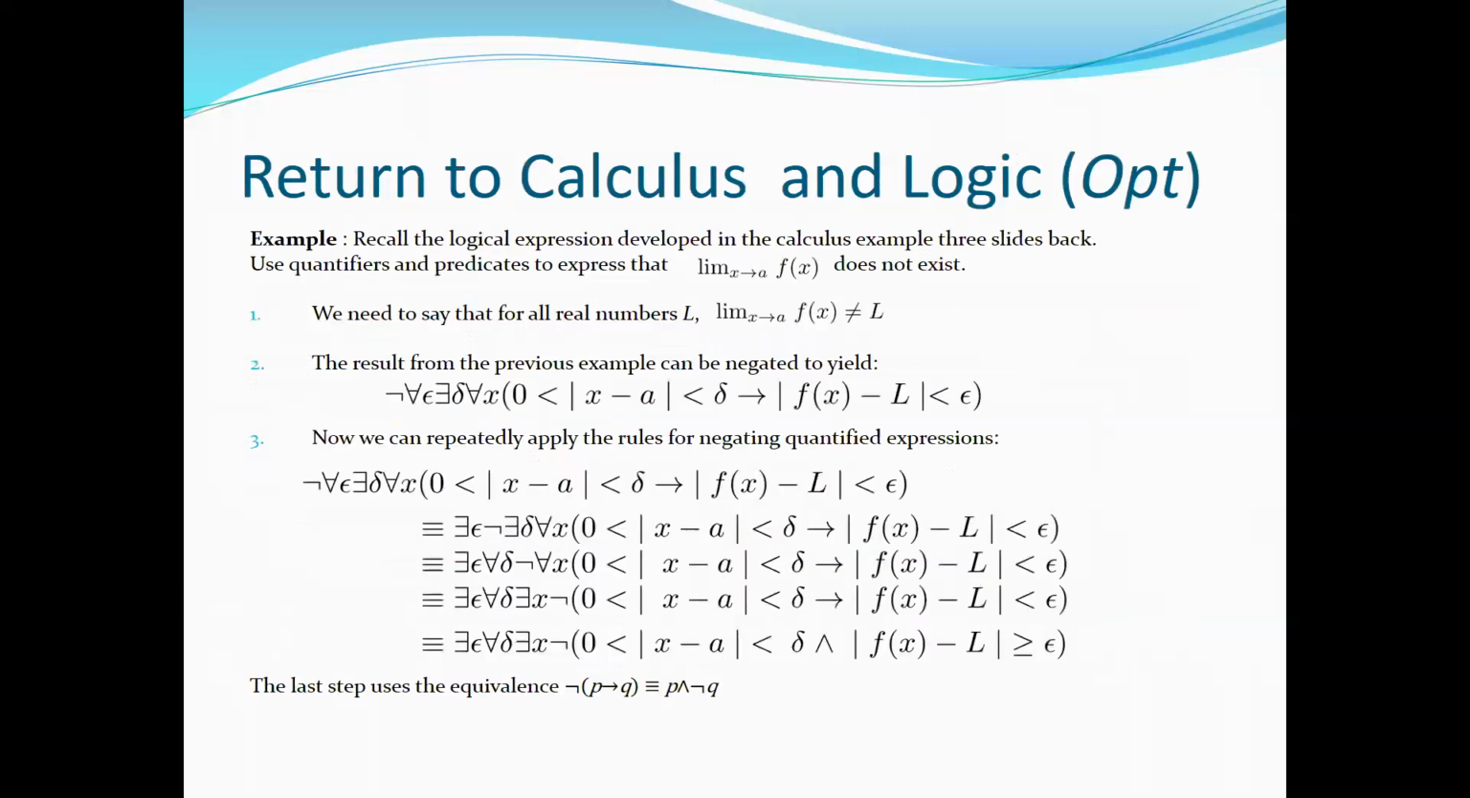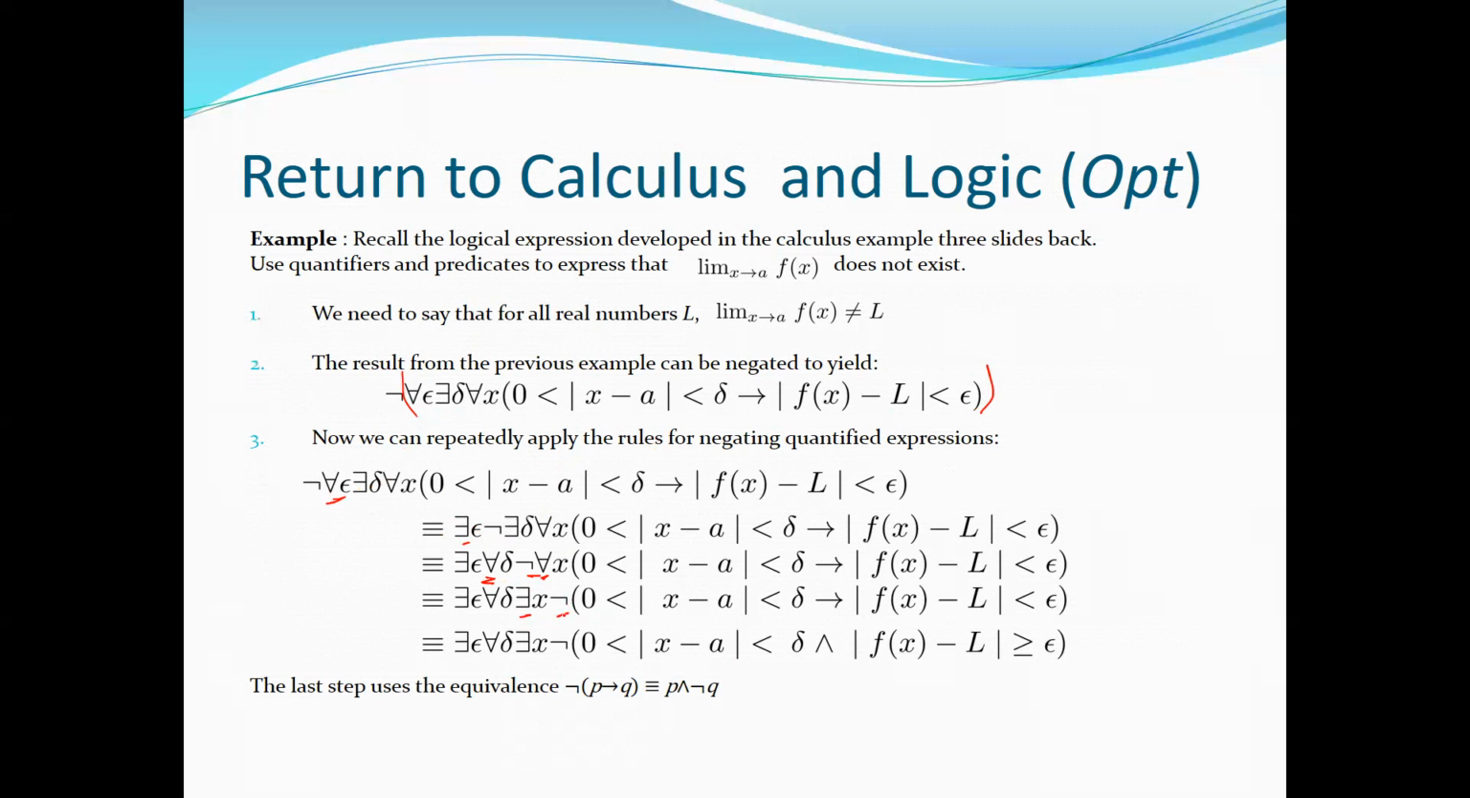Okay, next. Let's return to the calculus and logical example once again. For the limit, we established this statement without negation. Now if we apply the negation on this statement, what will happen? The for all will be converted into the existential quantifier, and the negation is moved forward. This existential quantifier will be converted into for all, and the negation moves forward. And this for all will be converted into there exists, and the negation moves forward.